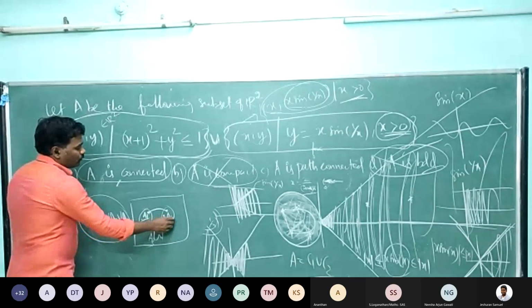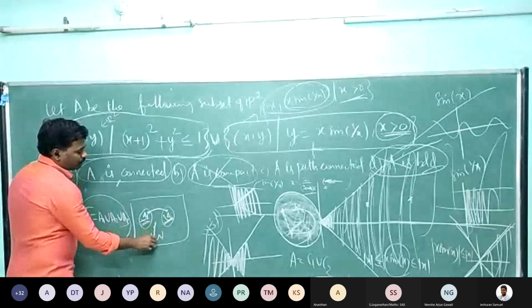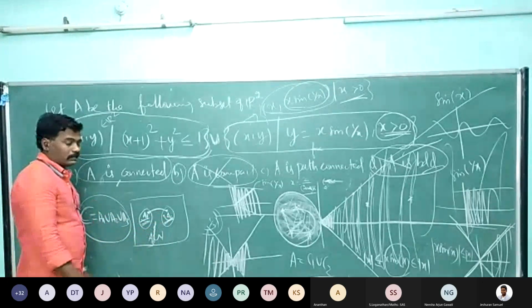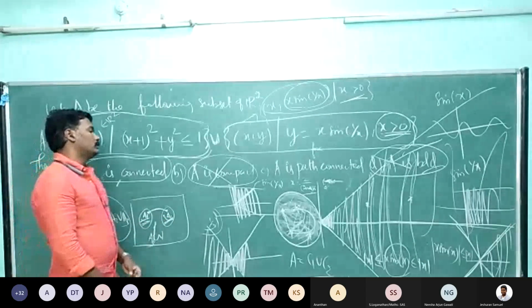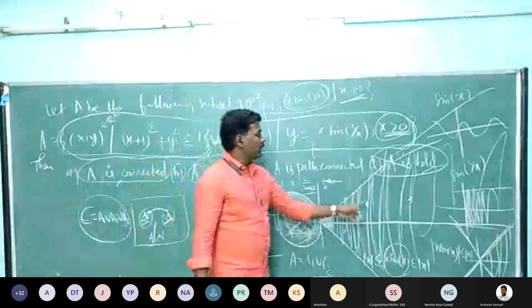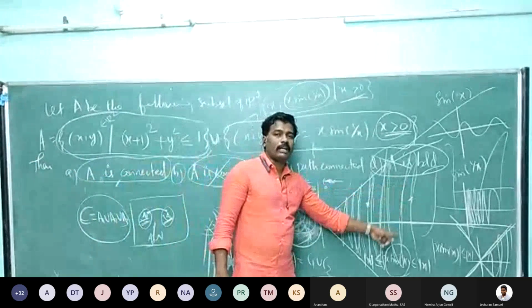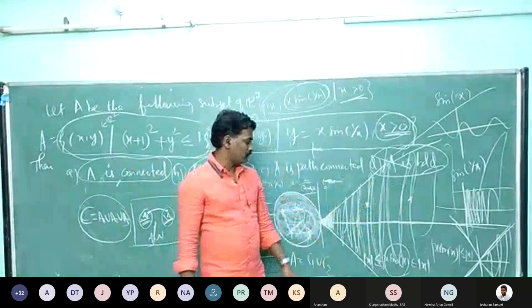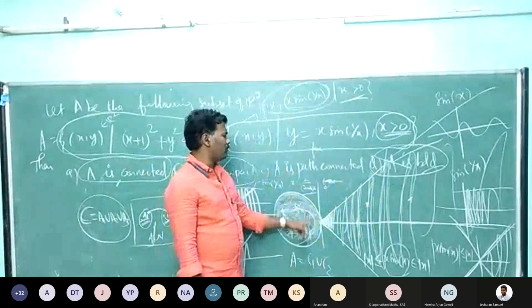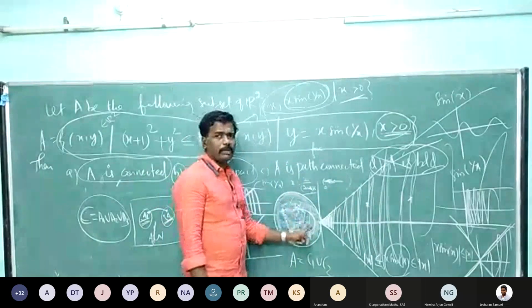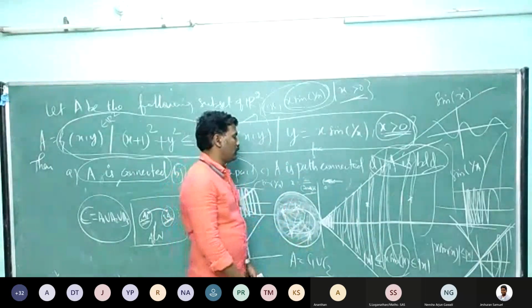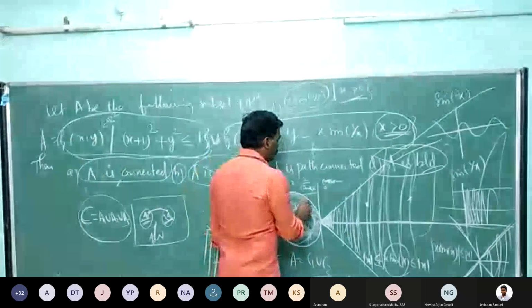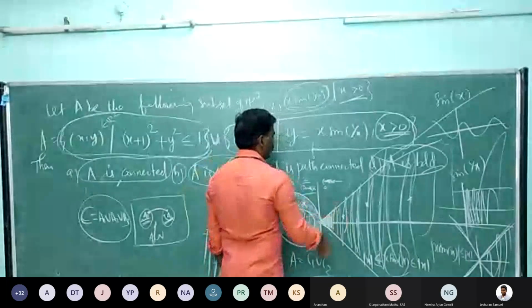This piece is path connected, this piece separately is path connected, this piece separately is path connected, but the union is not connected. Okay, now if you take any two points on this right side, we are still able to travel and reach. Similarly here, given any two points, we are able to draw a path. The question is, if I take any point, how can we draw?